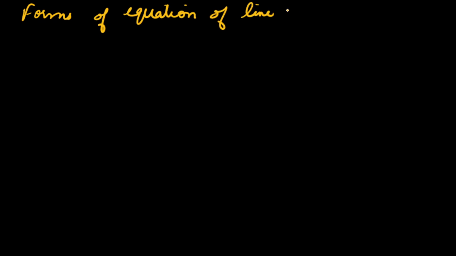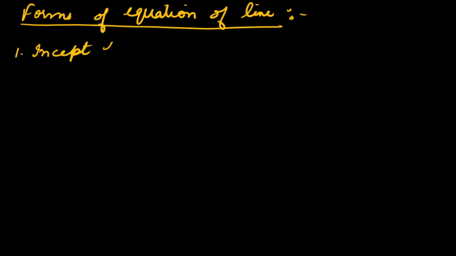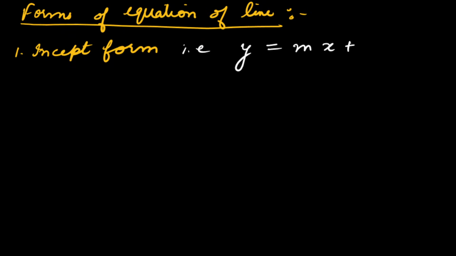Now, forms of equation of line. In this chapter we will get questions like find an equation of the line, where certain conditions will be given to us. The first one is the slope intercept form, or I can say just intercept form. This form is y is equal to mx plus c.